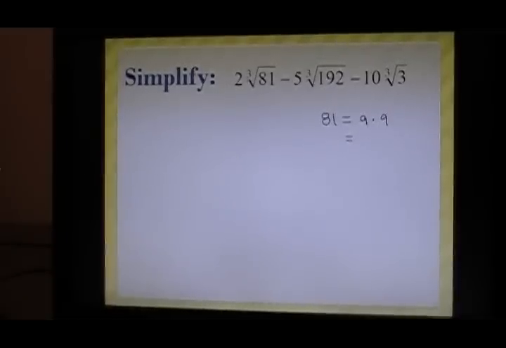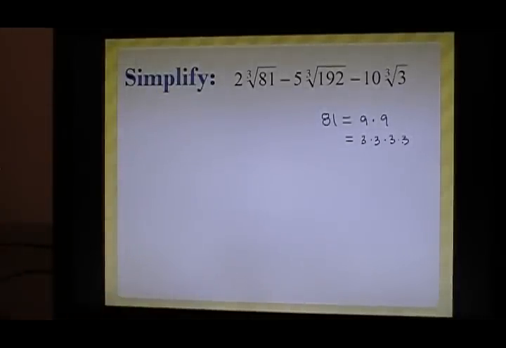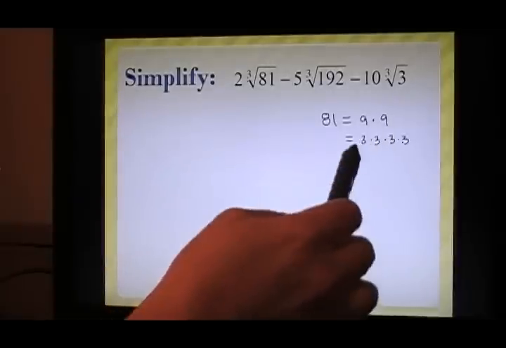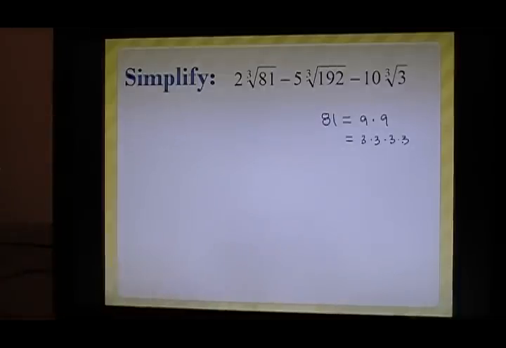I'm going to break them down some more. This is 3 times 3, as is the other 9. So what I have now is 3 times 3 times 3 times 3. So none of those factors individually is a perfect cube. But I know that if I multiply the same number 3 times, that I make a perfect cube, right? So if I multiply the same number 3 times, 3 times 3 times 3, I will get a perfect cube, and that perfect cube is 27.